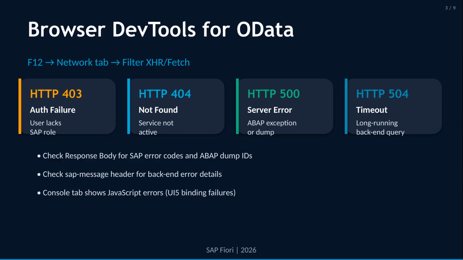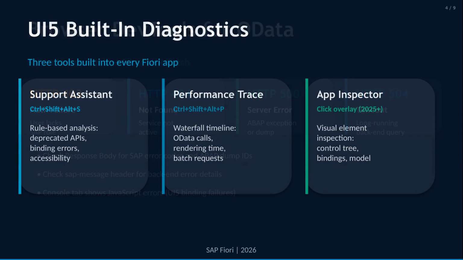A 403 means authorization failure. A 404 means the service is not active. And a 500 means something broke in the back end. Check the response headers for SAP message, which often contains the ABAP short dump ID. Also check the Console tab for JavaScript errors. A red error, like uncaught type error, often points to a UI5 control receiving unexpected data from the OData service.